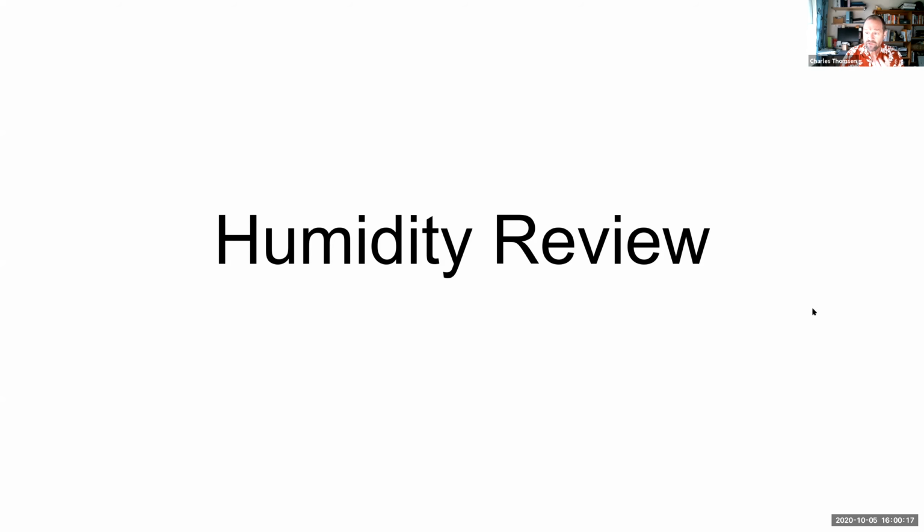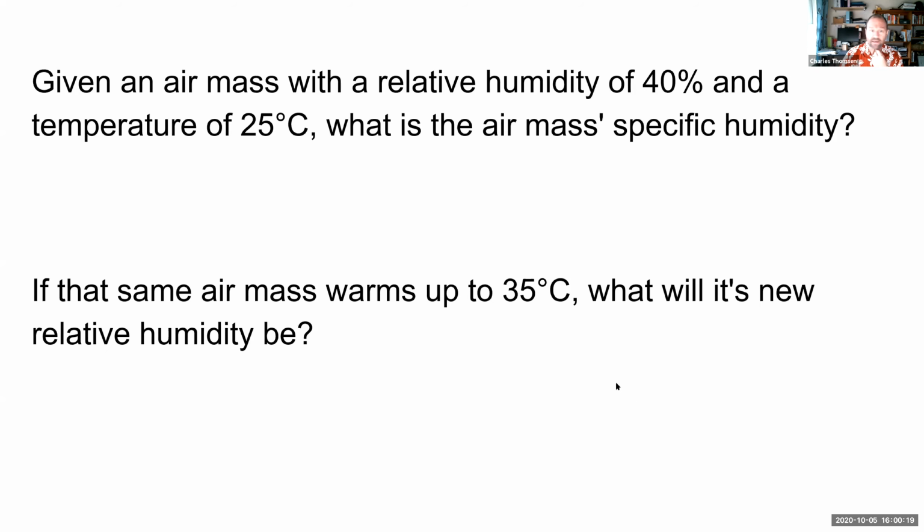So first question, where are we at? Yeah, so that's a pretty good setup. Given an air mass with a relative humidity of 40% and a temperature of 25 Celsius, what's the air mass's specific humidity? If it warms up to 35 Celsius, what will its new relative humidity be?